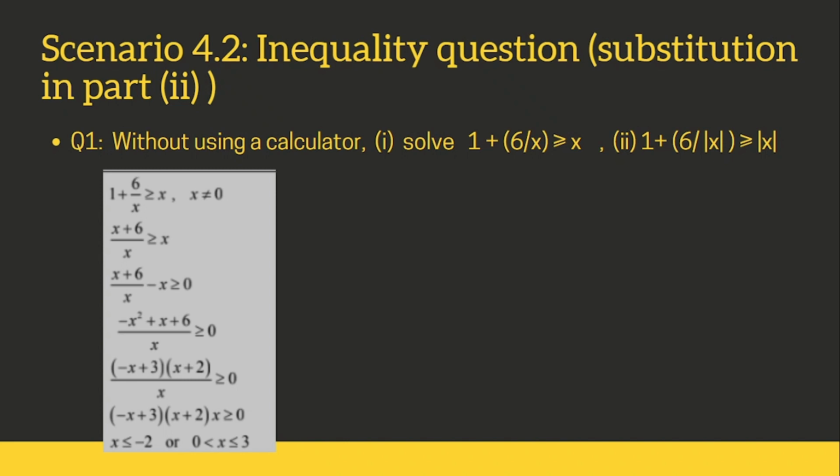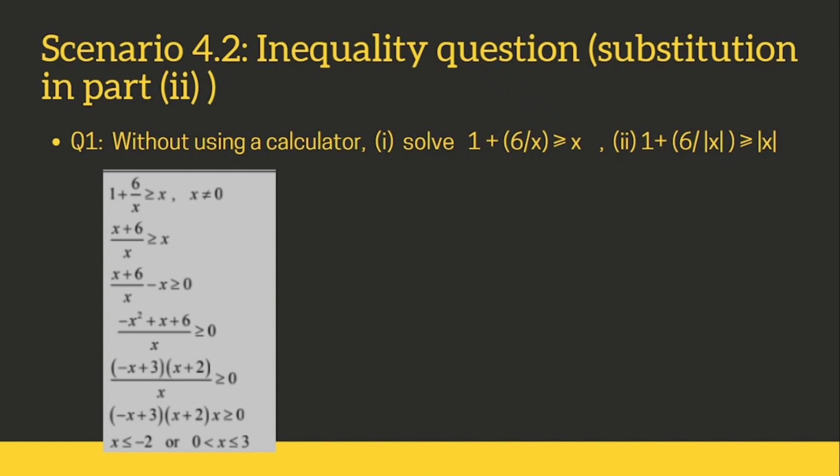So the 1 plus 6 over x, we multiply throughout by x, and turn it into x over x plus 6 over x. Then we bring our x over to the left hand side. Because for all these kinds of questions, we try and create one side that is greater than or equal to 0, or less than or equal to 0, because then we can use the x-axis as a reference point. So you bring everything to one side and put everything in one fraction. Then you have minus (x plus 3) times (x plus 2) over x is greater than or equal to 0.